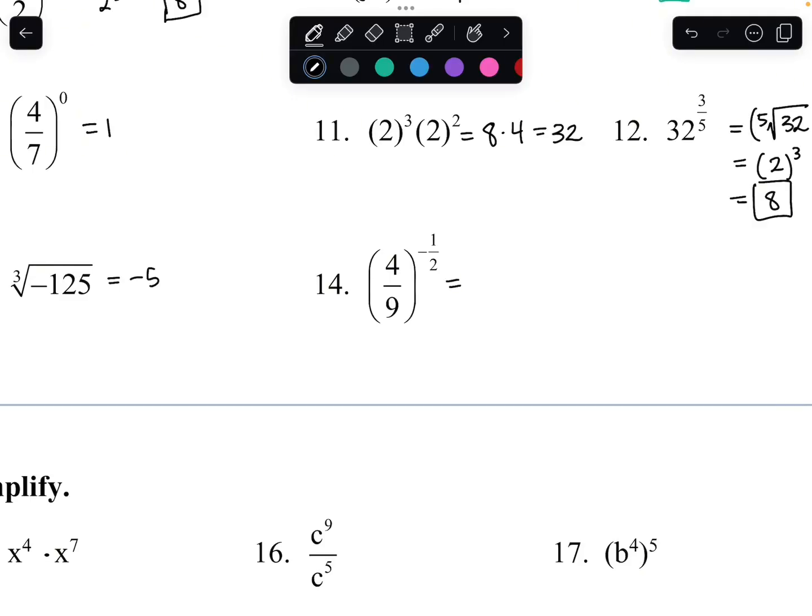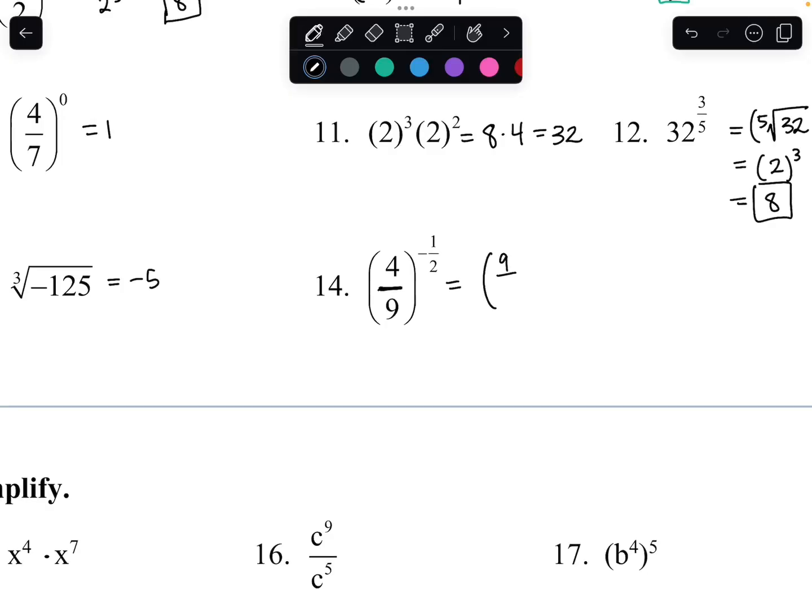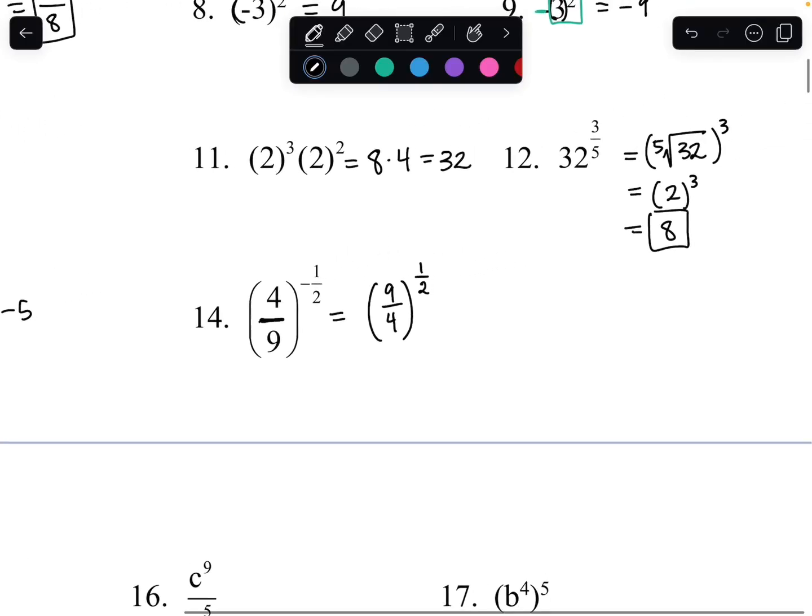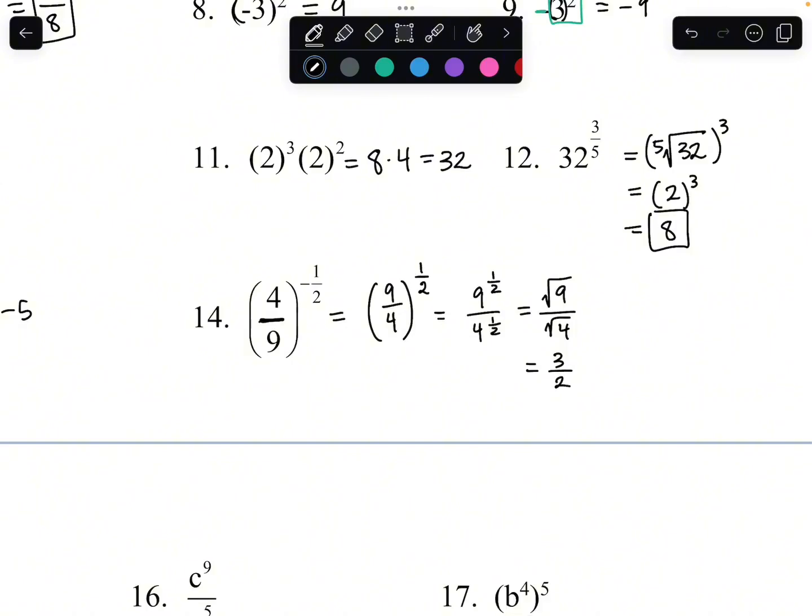Here, we don't want to evaluate something with a negative exponent, and so if you see a negative exponent and there's already a fraction inside, you need to flip that fraction and then change the exponent to positive. It means reciprocal, so flip the fraction and change the exponent to positive. And then we can distribute that 1/2 power to both the numerator and the denominator. A 1/2 power is the same as a square root. And so this would simplify to 3 over 2.